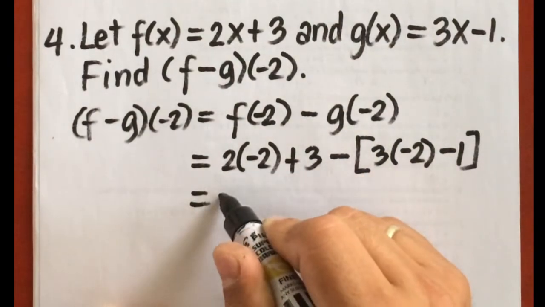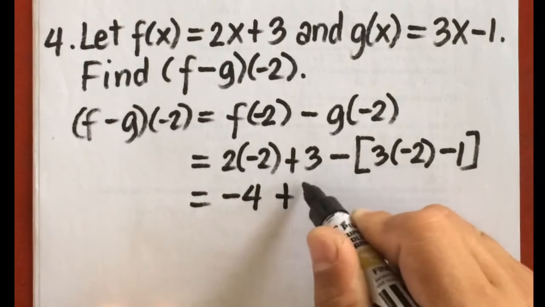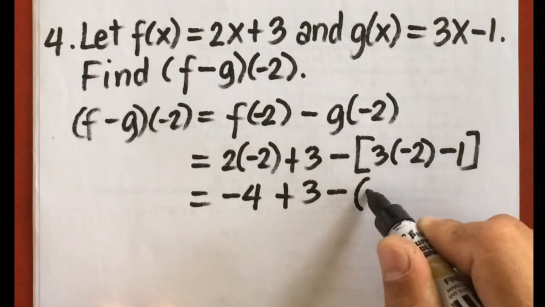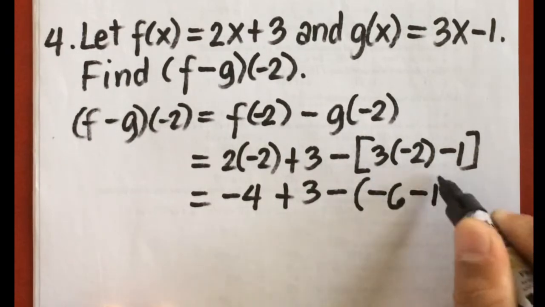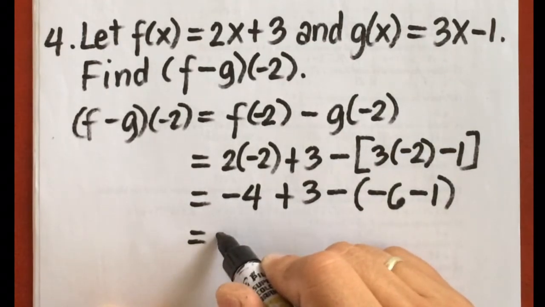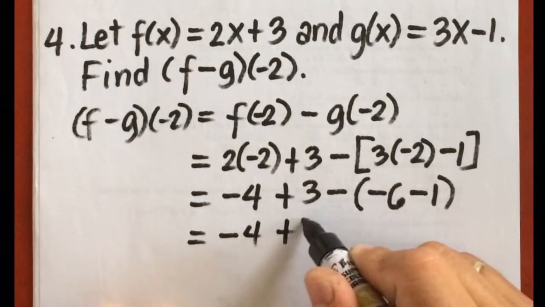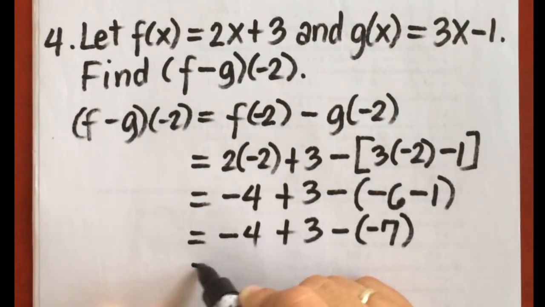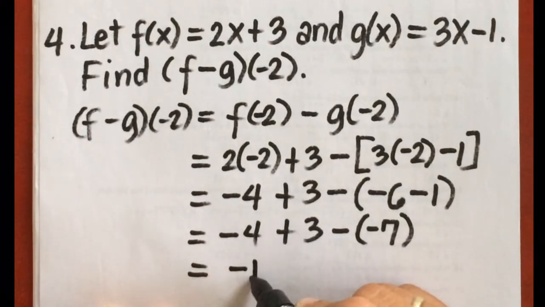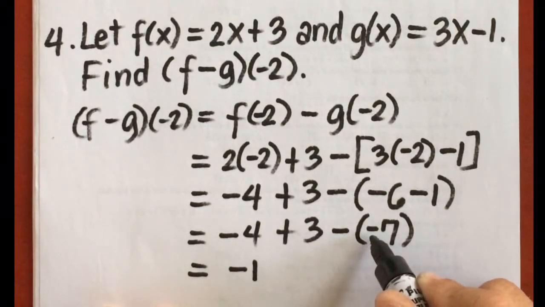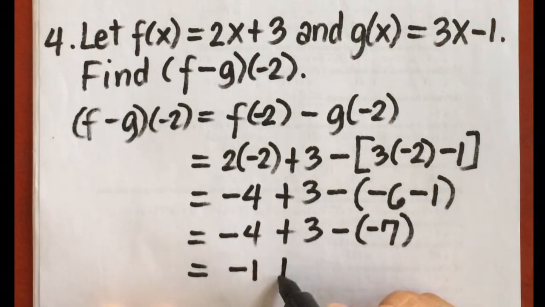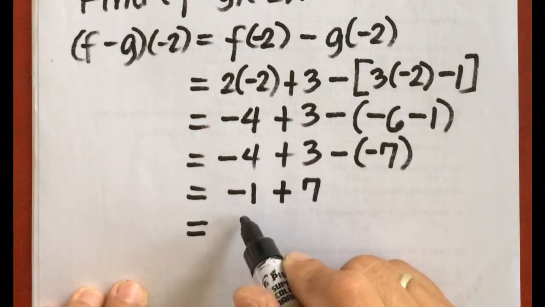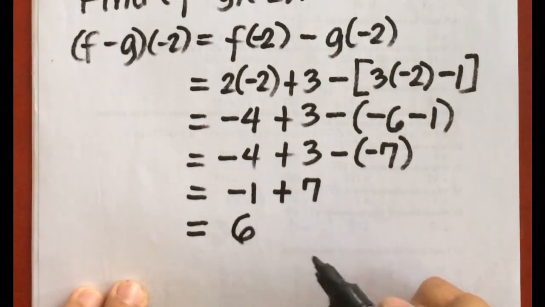Then 2 times negative 2 is negative 4 plus 3, then minus 3 times negative 2 is negative 6 minus 1. So in here, this is negative 4 plus 3 minus negative 7. Negative 4 plus 3 is negative 1. Then the negative of negative 7 is plus 7. So we're going to have plus 7. Negative 1 plus 7 is equal to 6.